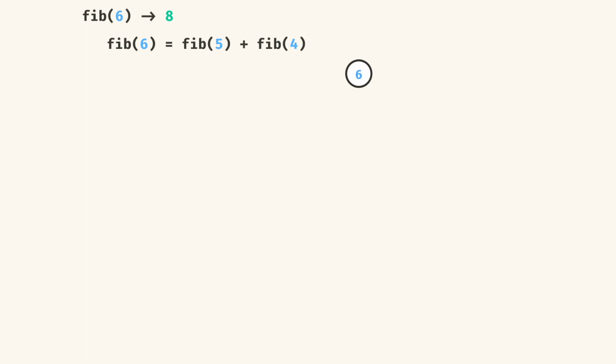And so now that I have this root of 6, I have to figure out how to break down this problem. Well, like we just said, to solve fib of 6, what I need to do is break that down into fib of 5. So that'll appear as a child of that 6 node.